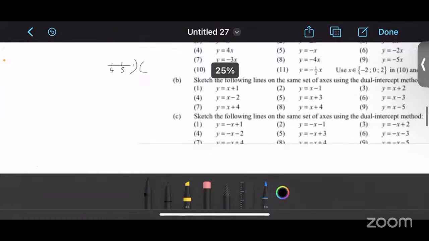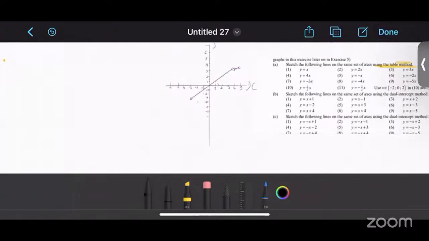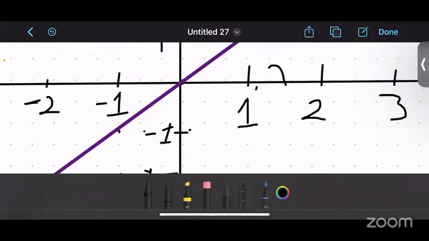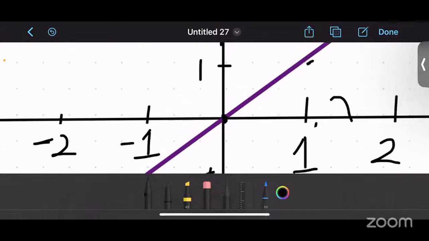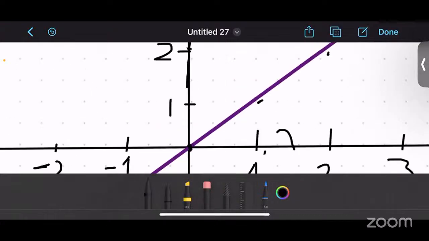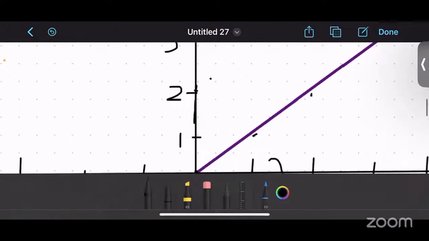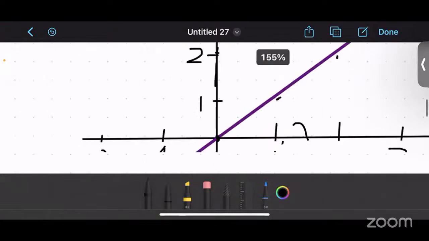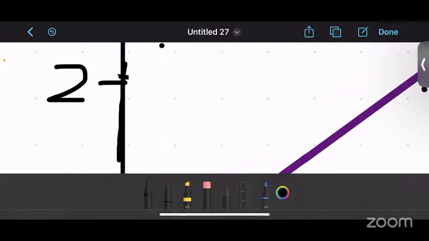Do we have a 0 and a 0? Yes, we absolutely do. So I'm just going to point here. And again, we have 1 and +2, which is going to be somewhere here. It's going to be somewhere here.